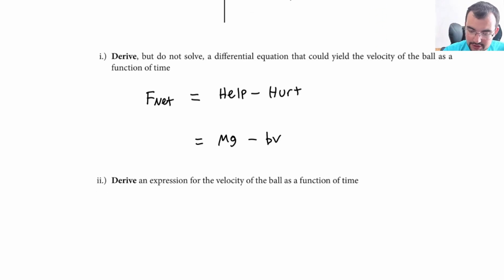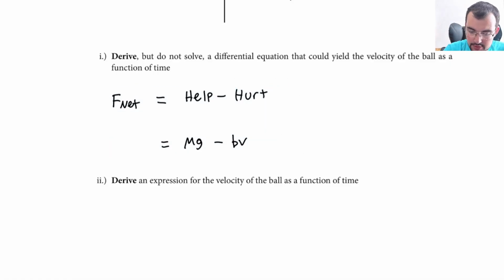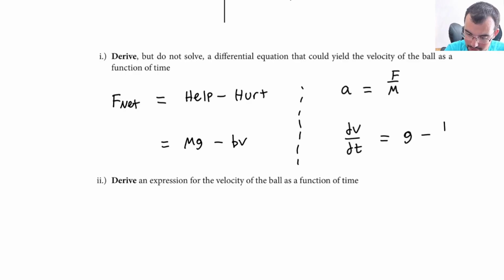Now we can solve this for acceleration. So this would yield: acceleration is going to be F over m, which is also dv/dt. So this means dv/dt would be mg over m, which is g, minus bv over m, which would be b over m times v. So that is our differential equation.